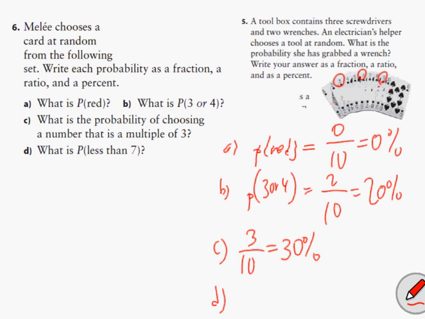And the last one, what is the probability of less than 7? Of the 10 cards we have here, 6 of them are less than 7. So we have 6 out of 10, which is a 60% probability that you choose a card that is less than 7.